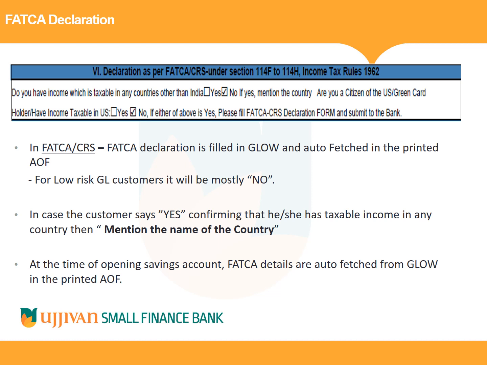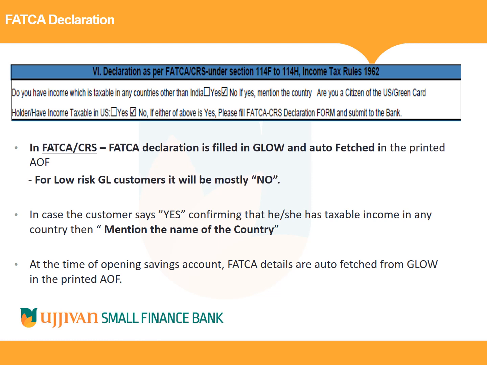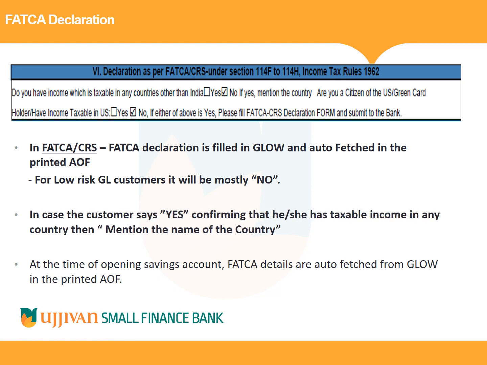FATCA declaration. FATCA declaration is filled in Glow and auto-fetched in the printed AOF. For low-risk GL customers, it will be mostly no. In case the customer says yes, confirming that he or she has taxable income in any country, then mention the name of the country. At the time of opening a savings account, FATCA details are auto-fetched from Glow in the printed AOF.